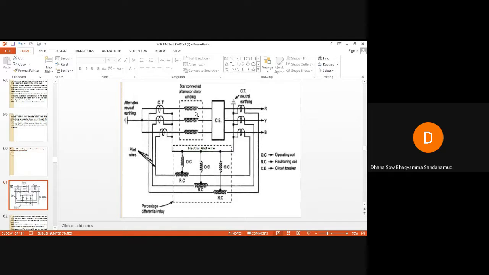Now under normal operating condition, when there is no fault in the stator windings of the alternator, the currents in the primaries of the CTs in all the three phases will remain the same. Since the currents in the primaries of the CTs in all the three phases are the same, induced EMFs across the secondaries will also be the same, and hence the currents in the pilot wires will be equal and opposite to each other.